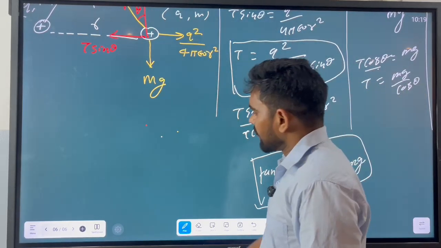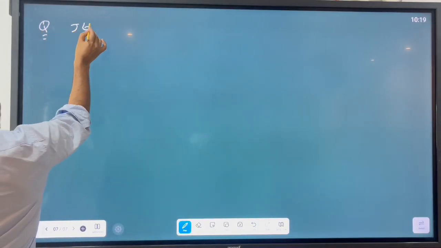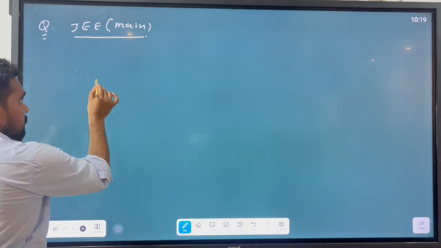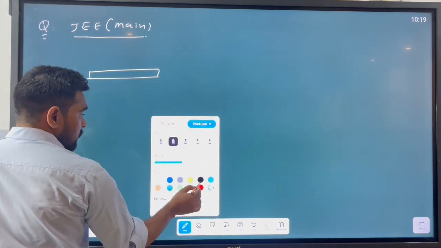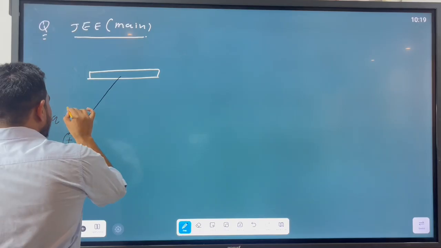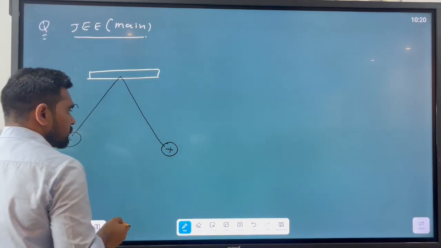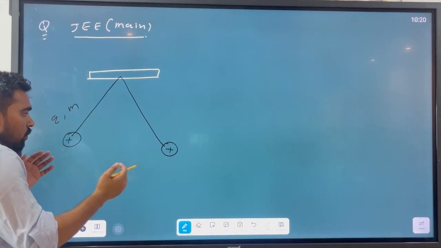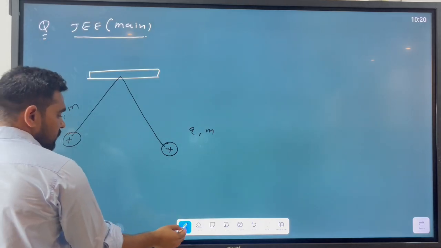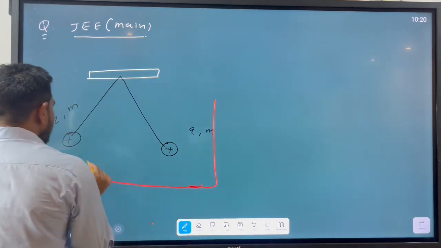And next problem of JEE Mains exam. Suppose that this is a charged ball with charge q and mass m, and a similar second charged ball, positive; it can be negative, no problem here, the polarity of the charge doesn't matter. Both have charge q and mass m, and both systems sink inside the medium, as like this.